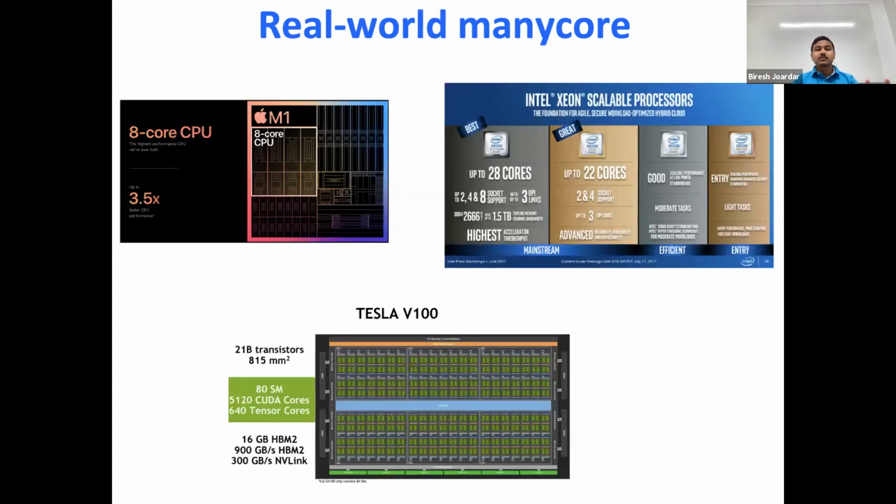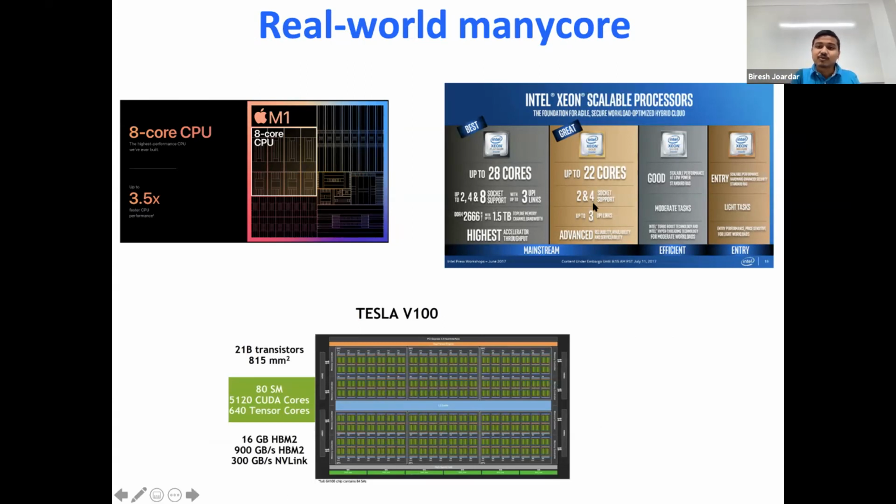And a few examples of real-world many-core architectures. I think the most popular one would be the Apple M1 chip. So Apple recently released their M1 chip, which has 8 CPU cores. So technically it's multi-core, but it has many cores. So there are 8 CPU cores in the Apple M1 chip. And also the Intel Xeon architectures, which can have up to 28 cores. So you can see on the right, we have 28 cores, 22 cores.